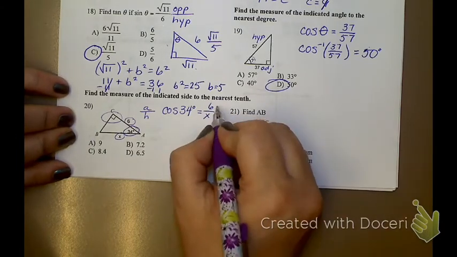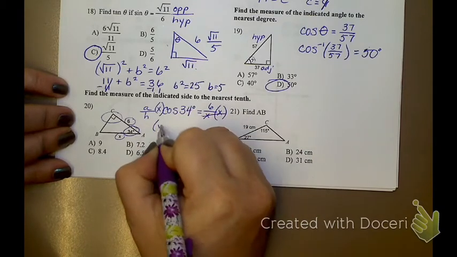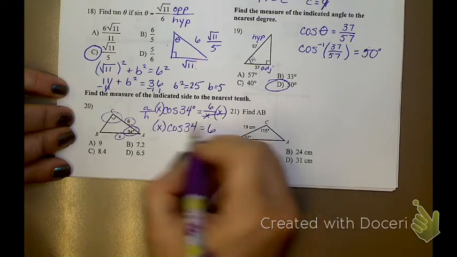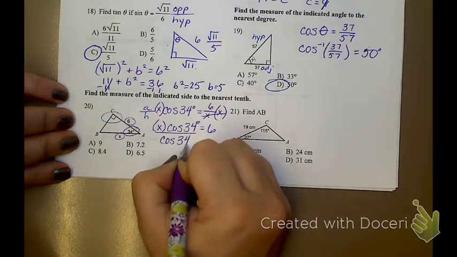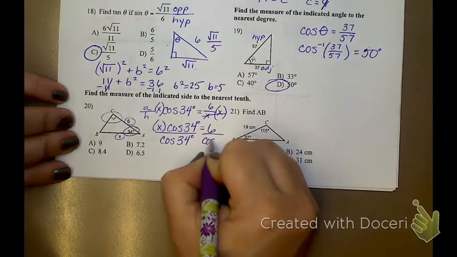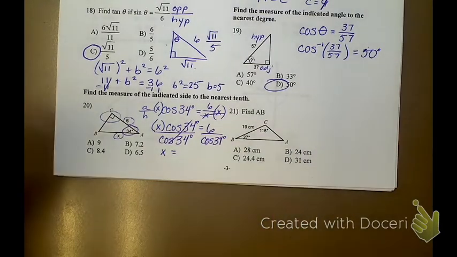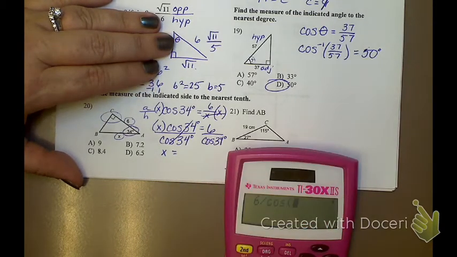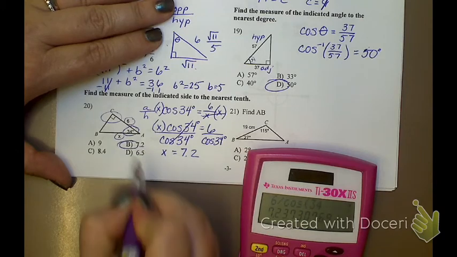How am I going to solve that? I'm going to multiply both sides by x. That gives me x cosine 34 equals 6. Divide both sides by cosine 34. And x equals, on my calculator, 6 divided by cosine 34, 7.23. If I call that 7.2, my answer is B.